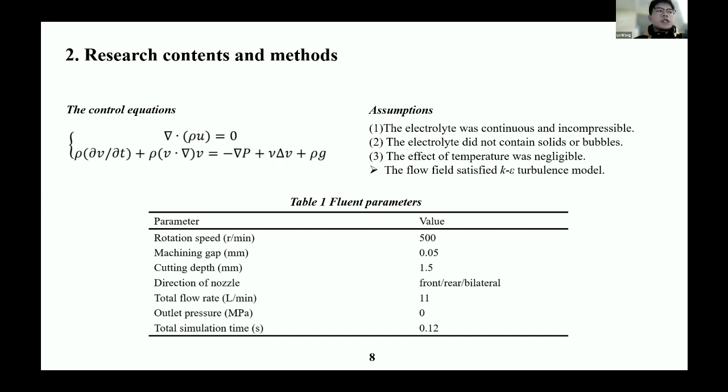The mass equation and the momentum equation of the simulation process are shown in the figure. The parameter settings for the simulation are shown in Table 1. The total simulation duration is 0.12 seconds, which is exactly the time it takes to rotate one cycle.